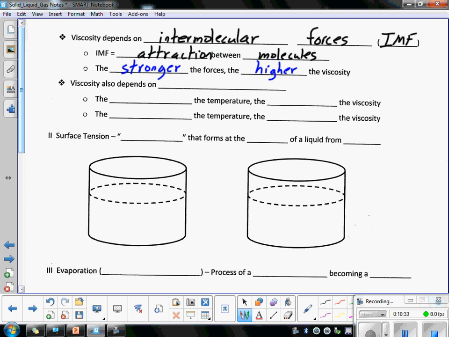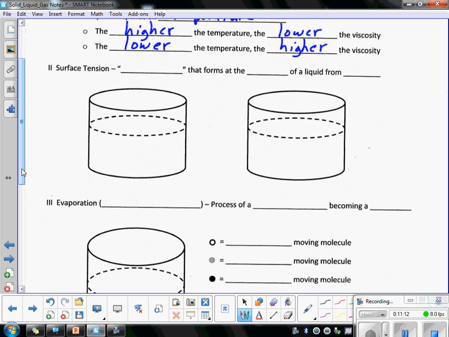Okay, the other thing that viscosity depends on is, right, temperature. If you take lava, really, really hot lava has a much lower viscosity. If you take, you know, let's say it was the peanut butter. If you heat up peanut butter, it's going to have a lower viscosity. So the higher the temperature, right, the lower the viscosity is going to be. So obviously the opposite, right? The lower the temperature, the higher the viscosity.